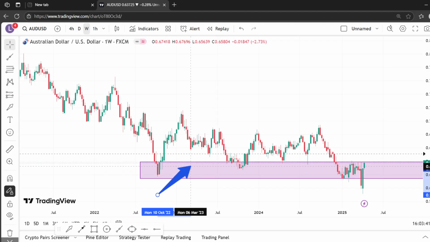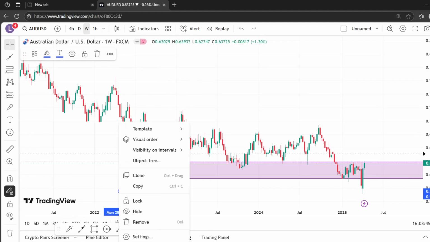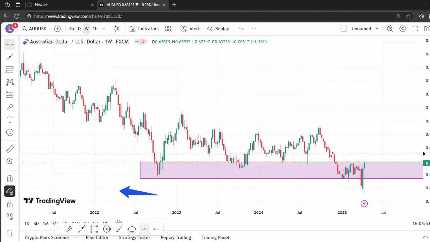This is your rectangle. I did not draw a single horizontal line like this on that level. I did not do that, because if you do this, you will miss out on this low right there.